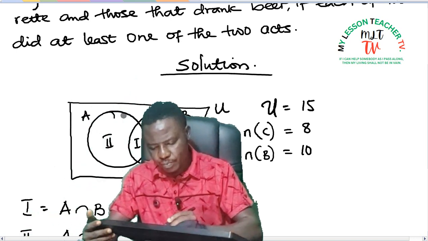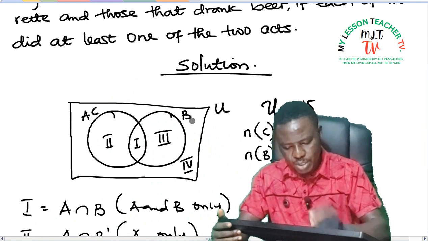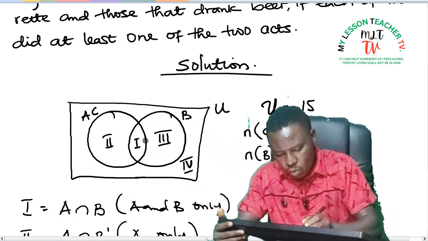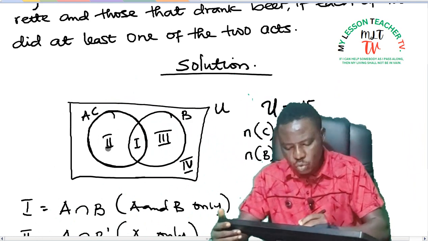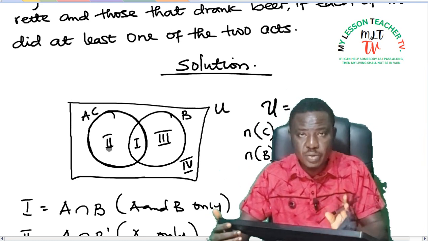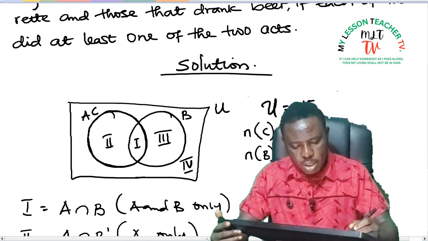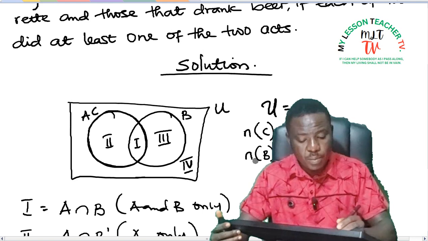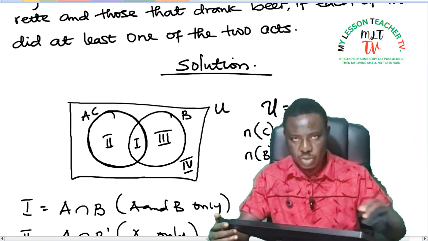Now, if you look at the Venn diagram, if I'm going to use this to be cigarette and this to be beer, what that means is that the number of those that smoke cigarettes, if you look at the circle of those that smoke cigarettes, means that you have region 1 and 2. So region 1 and 2 comprises those who smoke cigarettes. But region 2 talks about those who smoke only cigarettes. So for us to get those that smoked cigarettes only, we must first of all subtract those that drank beer from n of C, because in it we have people who drank beer and smoked cigarettes too.